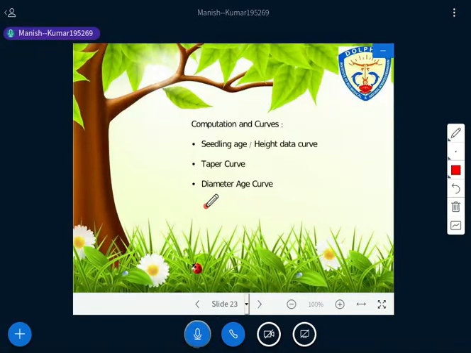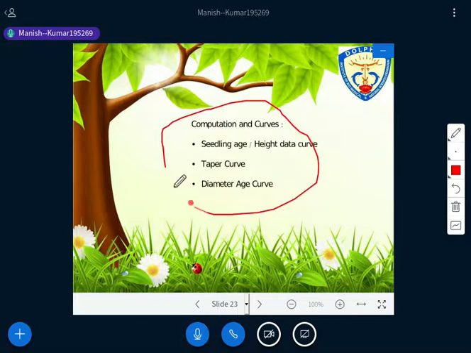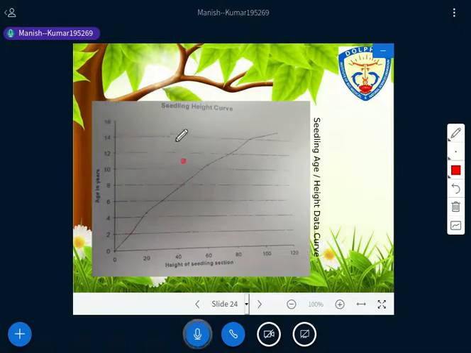So after filling all those forms by collecting all this data from step number 1 to step number 5, now we have to compute. So we have to compute these three things: seedling height curve, taper curve and diameter age curve. So one by one let me discuss with you. So this is the seedling height curve, right? Seedling height curve, look at there. So how are you supposed to make this curve?